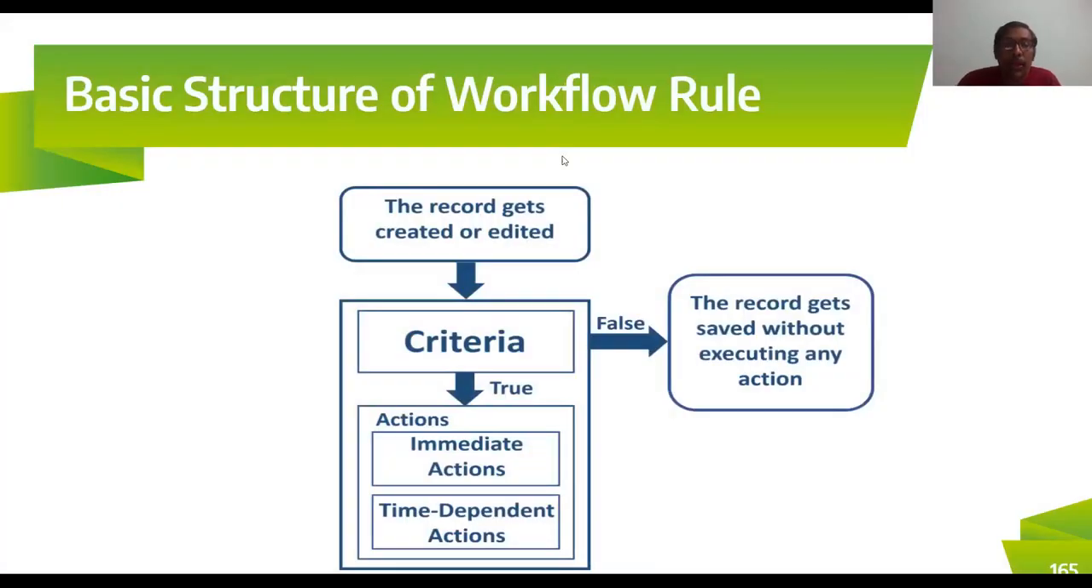Now let me see the basic structure of a workflow rule. When the record is getting created or edited, the criteria or the condition will be checked. If the condition returns true, then the action would be performed. What kind of action is going to be performed? Immediate action or time-based action? If the criteria returns false, then the action will not be performed. Only the record gets stored into my database, that is, into my object.